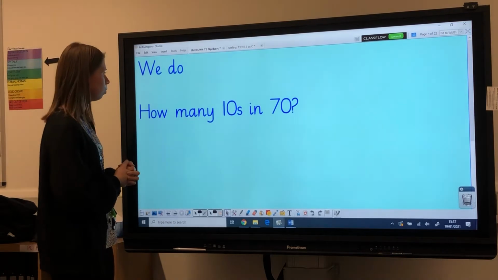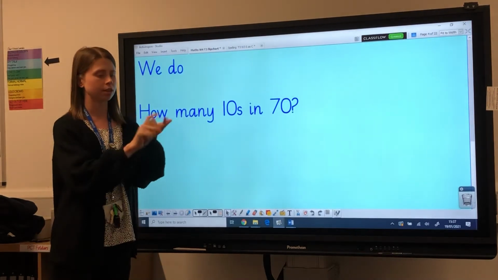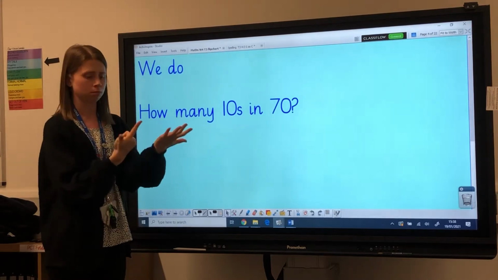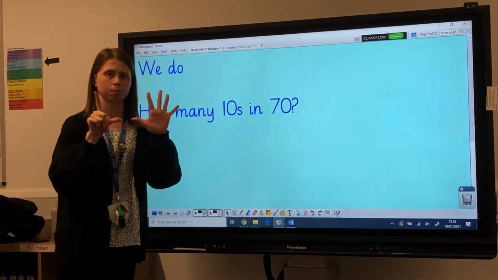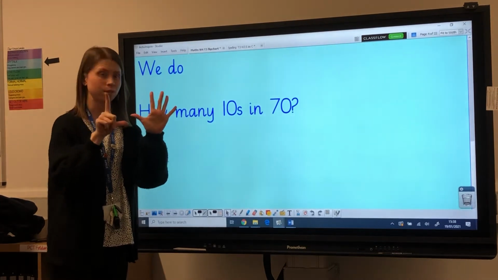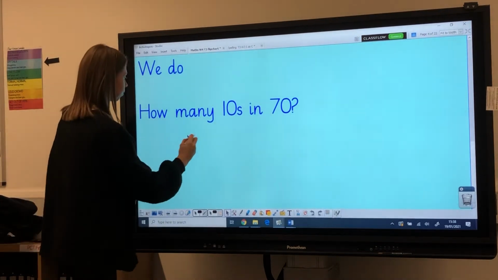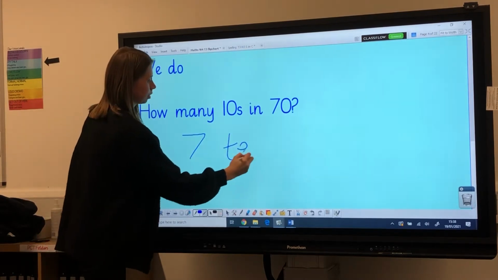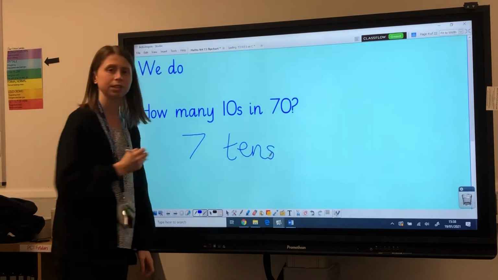3, 2, 1. 10, 20, 30, 40, 50, 60, 70. Okay, how many fingers am I holding up? Should we count them? 1, 2, 3, 4, 5, 6, 7. So there are 7 tens in the number 70.